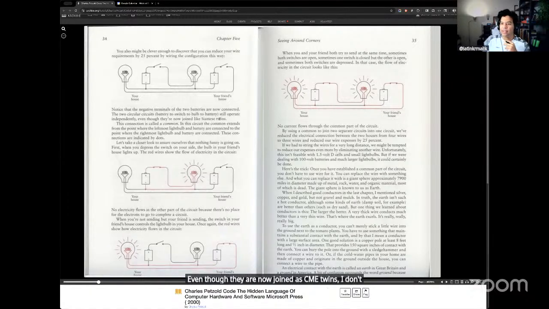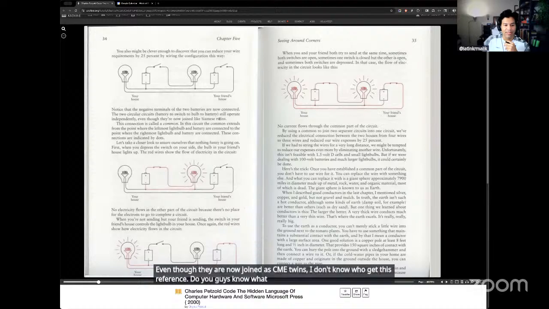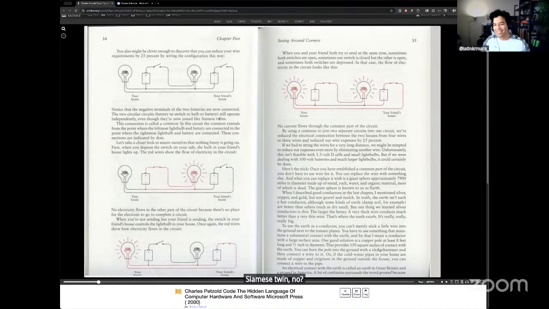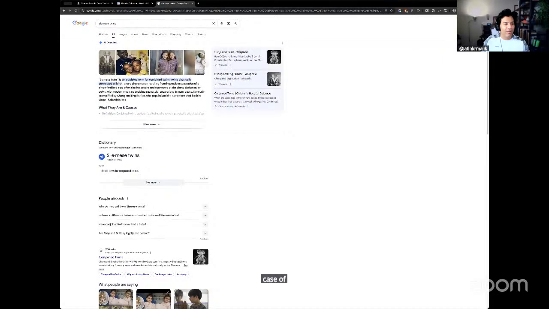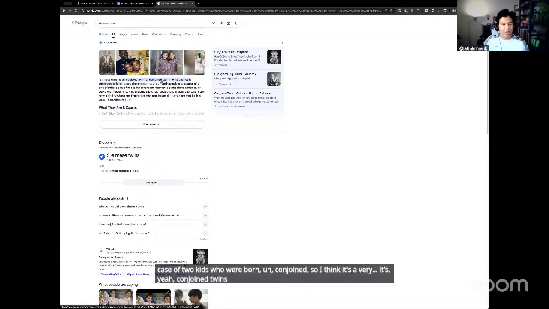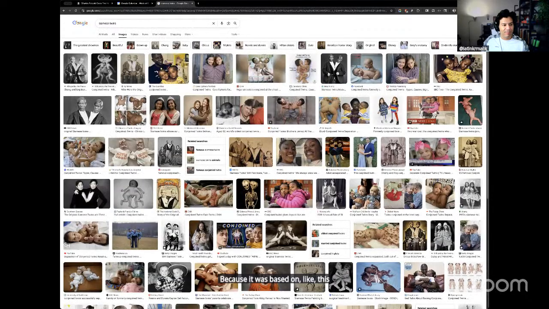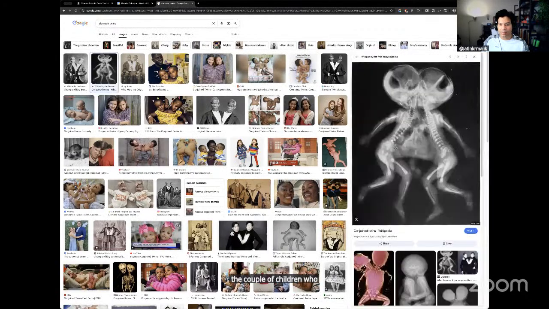I don't know who gets this reference. Do you guys know what a Siamese twin is? No? It's a very old reference. I think they were very popular in the case of two kids who were born conjoined. Conjoined twins is the new term, but they used to be called Siamese twins because it was based on a couple of children who were born joined together. A very interesting topic to read about, how it works. Sometimes it's two brains, one body, sometimes it's one brain, two bodies. But yeah.